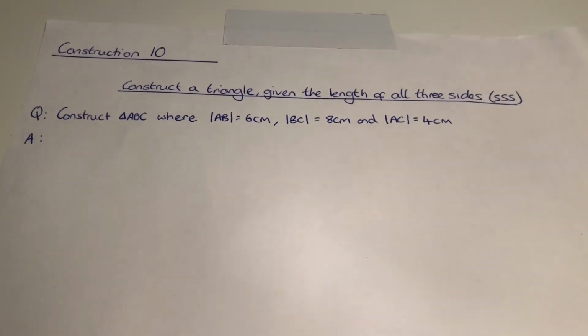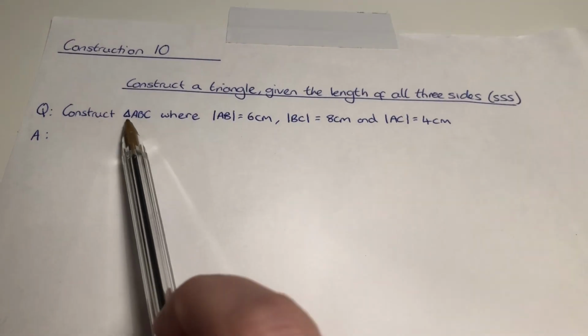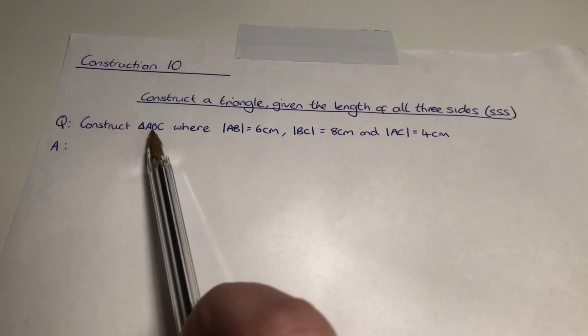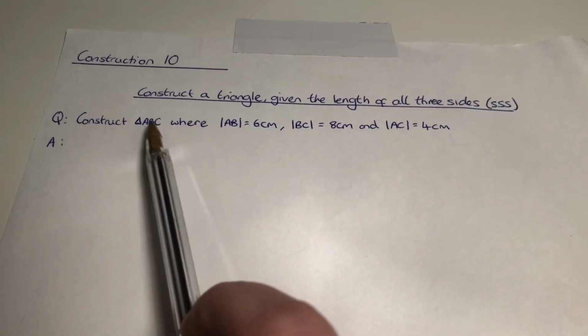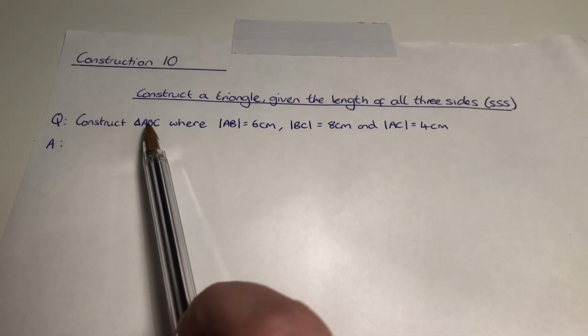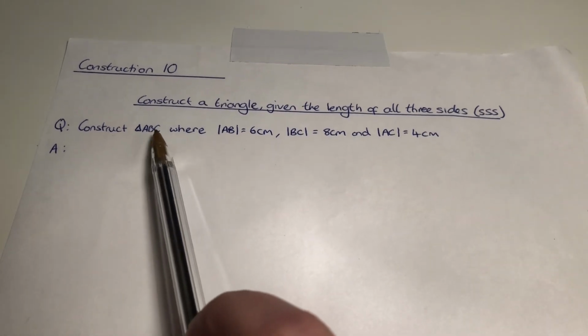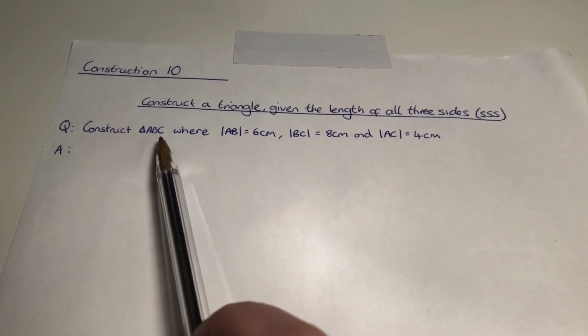Construct, and then we have the symbol notation for a triangle, it's a little triangle, ABC. So those three letters therefore represent the three vertices, the points where the ends of the line segments that make the three sides of the triangle meet.